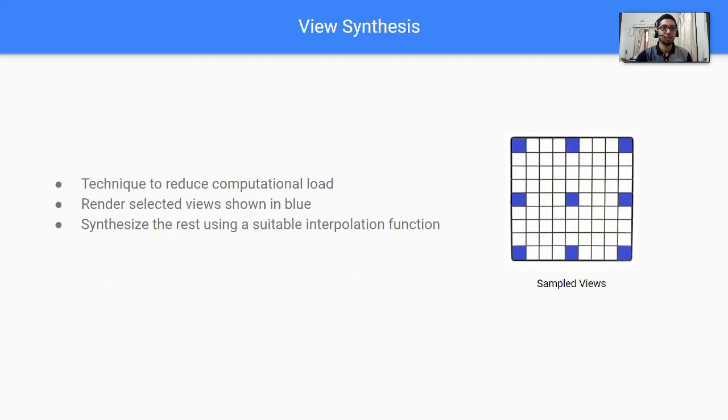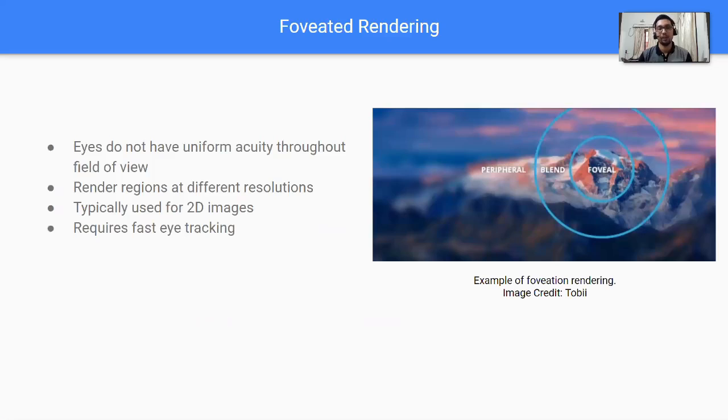Another technique used in conventional displays is foveated rendering, which uses the fact that our eyes do not have uniform acuity throughout the field of view. This requires rendering different regions of the image at different resolutions, but this requires using a gaze tracker.